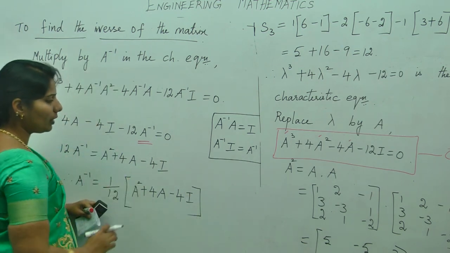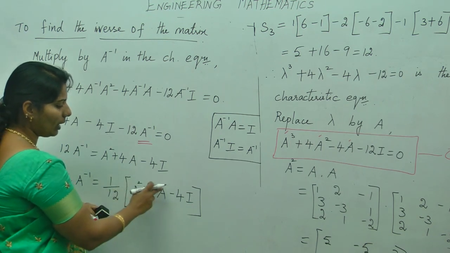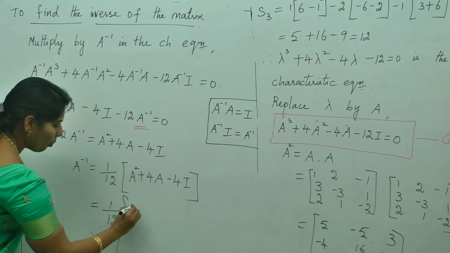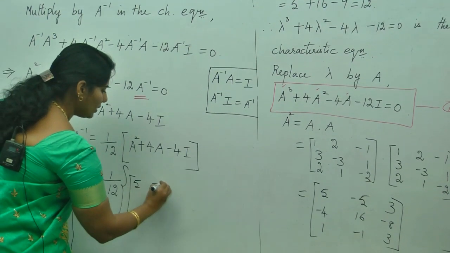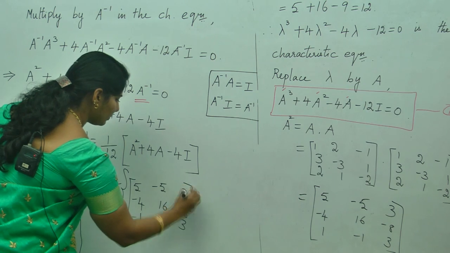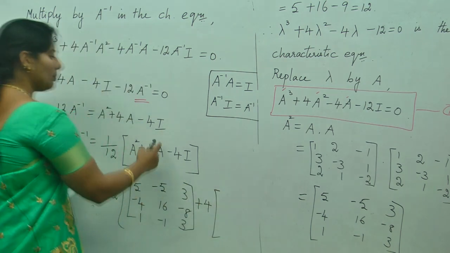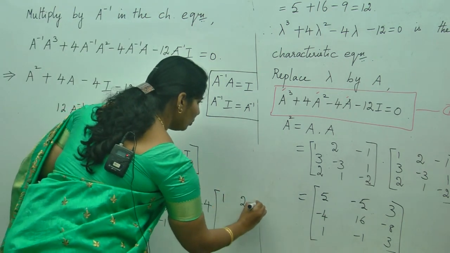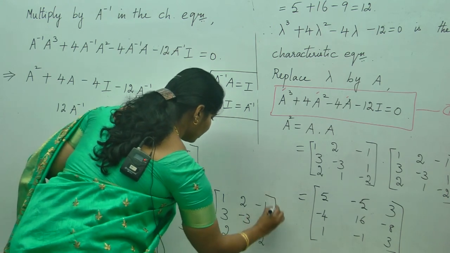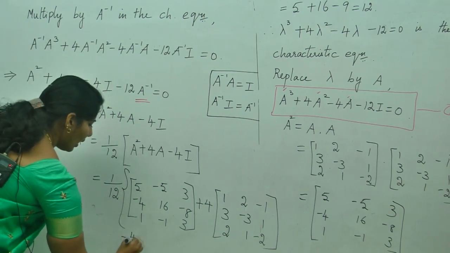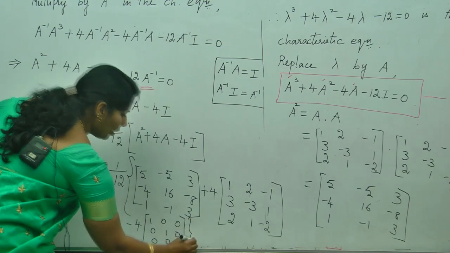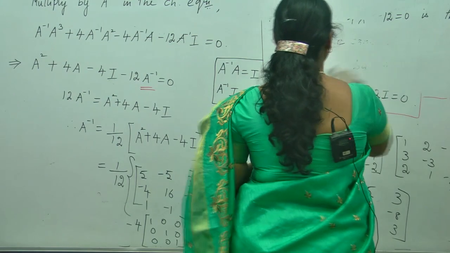Now, simplify this. Already we know the matrix A square and the matrix A. A is the given matrix and I is the identity matrix. From this we get 1 by 12 into, A square matrix: 5 minus 5 3, minus 4 16 minus 8, 1 minus 1 3, plus 4 into the given matrix A: 1 2 minus 1, 3 minus 3 1, 2 1 minus 2, minus 4 into the identity matrix: 1 0 0, 0 1 0, 0 0 1. Now, solving all these, we will get some matrix that will be the A inverse matrix.